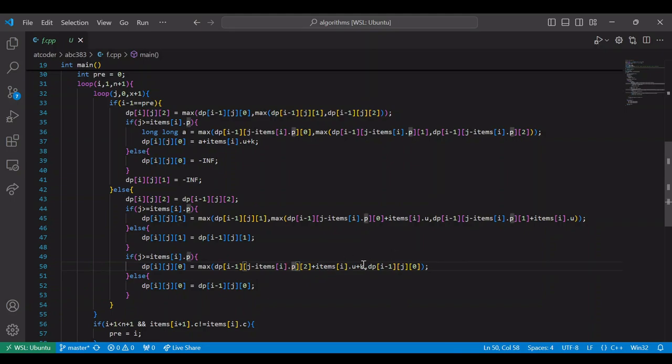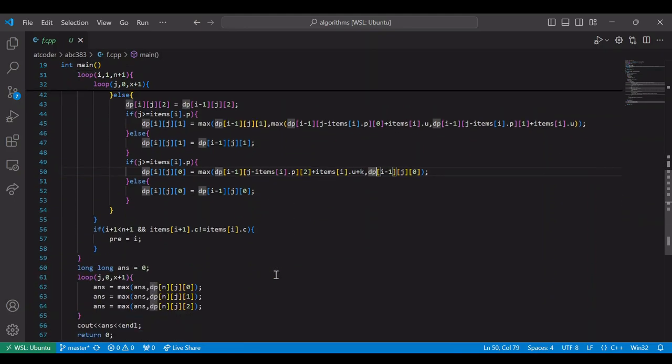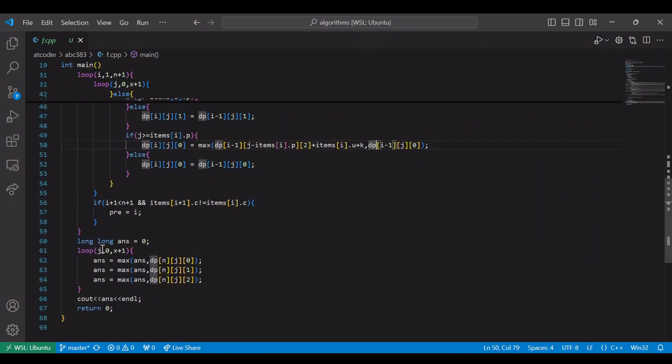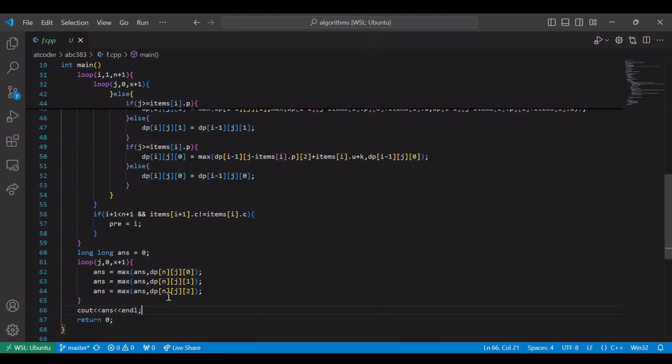And since this is the first item, our number of distinct colors will increase by 1, and so we need to add k to our satisfaction value. And at the end, we just find the maximum out of all the possible results.